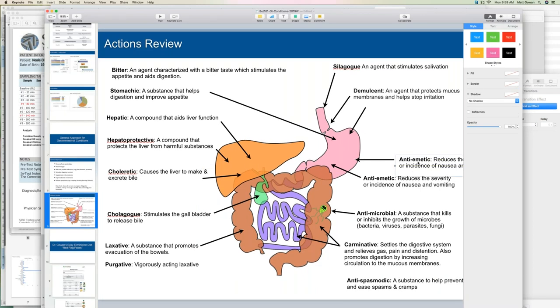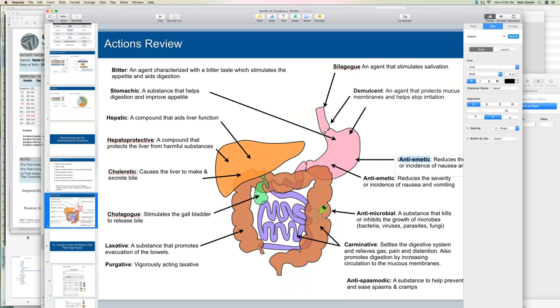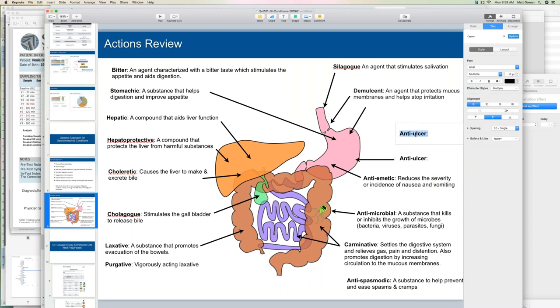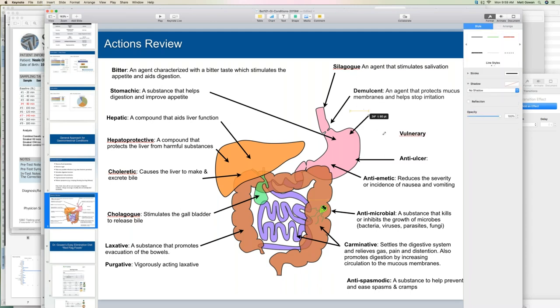Is to add in anti-ulcer, right? Add in vulnerary. See that there as well. Better protective. I think that's most of them. Sorry, I'm still tweaking some of these slides, but it's a work in progress. So, those are your herbal actions.